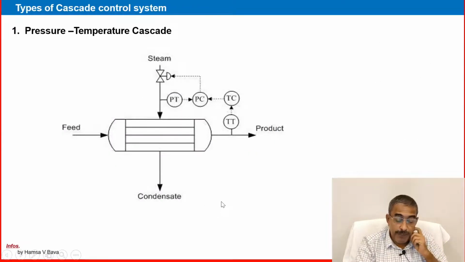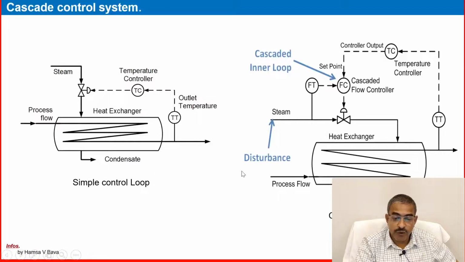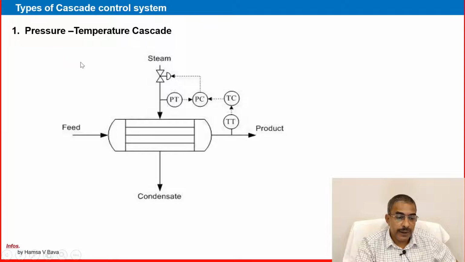Different types of cascading are also available. Earlier I told you about temperature-flow cascading. Like that, there is pressure-temperature cascade. In the heat exchanger, the same is there: feed is coming, product is going, steam is coming, and condensate is going. It's a condenser. So in that one, pressure-temperature cascading.